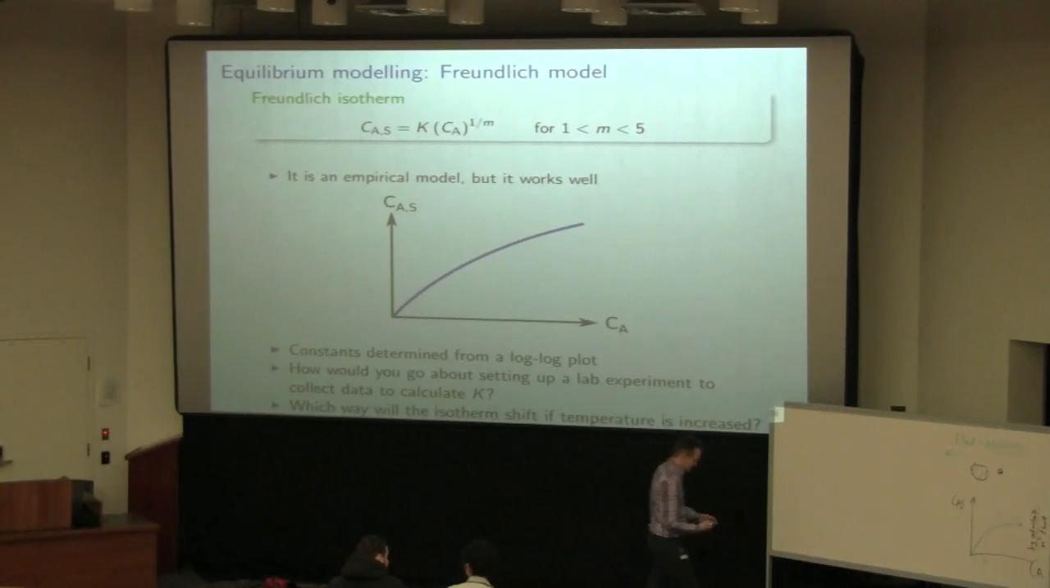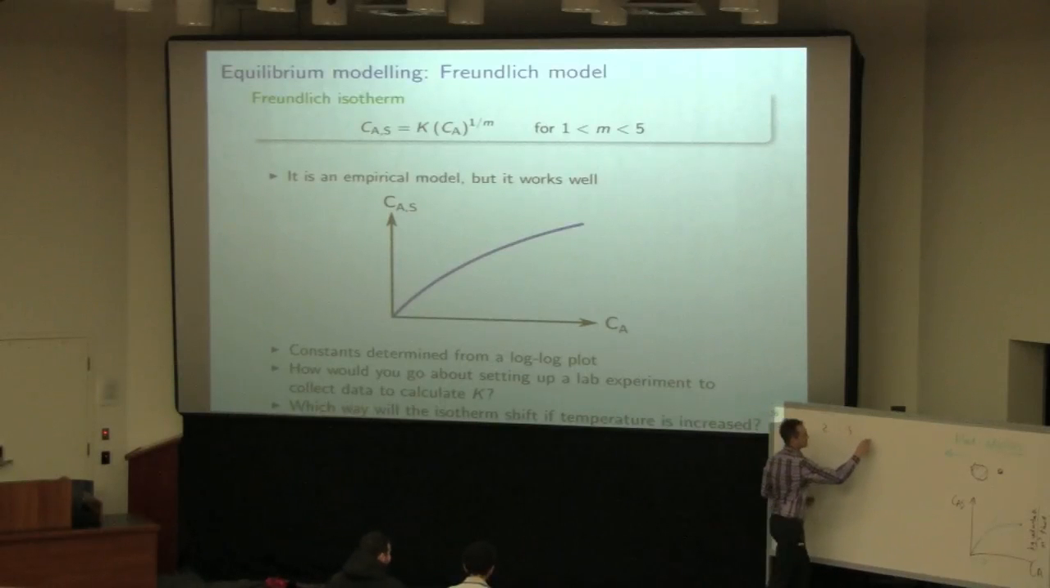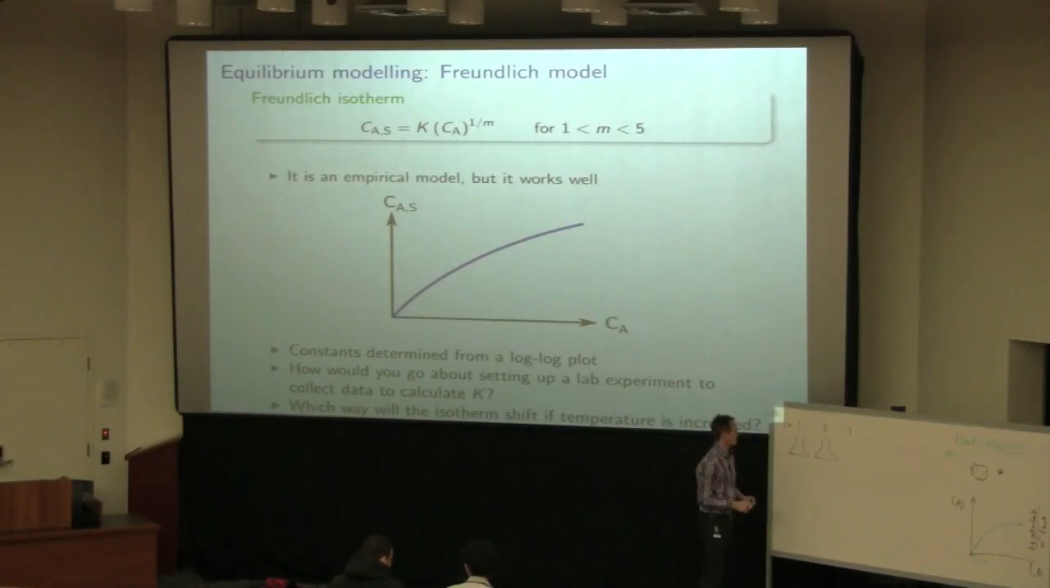So it says set of experiments where you, let's call them i equals 1, 2, 3 up to some final number. And essentially you take a glass beaker, a flask or something like that, you put in a known amount of adsorbent. So let's say m is 0.1 grams, 0.2 grams, and you keep going. So different mass of adsorbent.